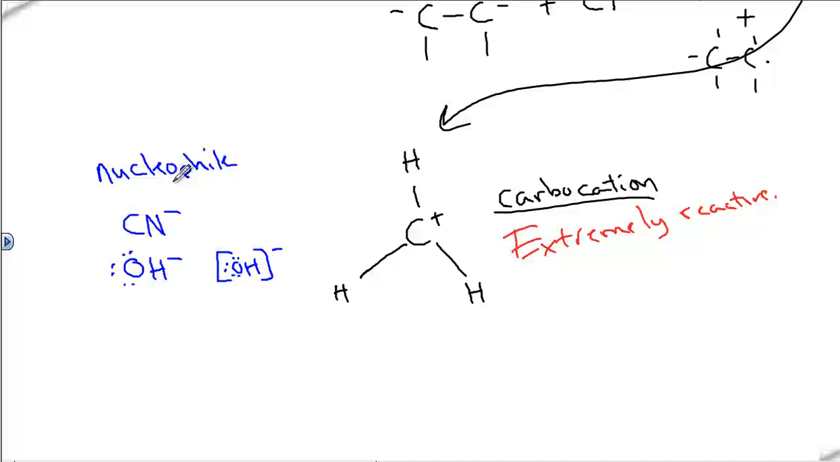Now, if you dissect this word, this means nucleus loving or nucleus seeking. And you can see why. It has these unshared pairs of electrons, and remember, all they're missing is something to bond to. Now, each bond is 2 electrons shared, so there is no need for whatever it's bonding to contribute any electrons. That's why we say nucleus loving.